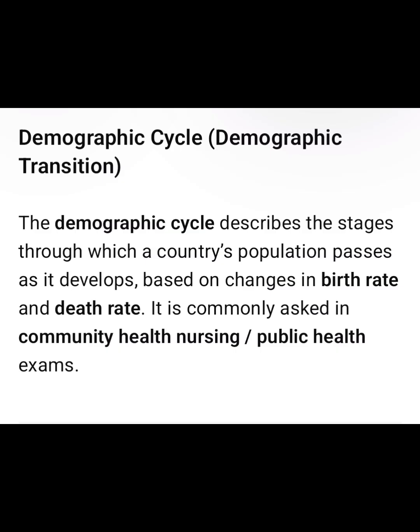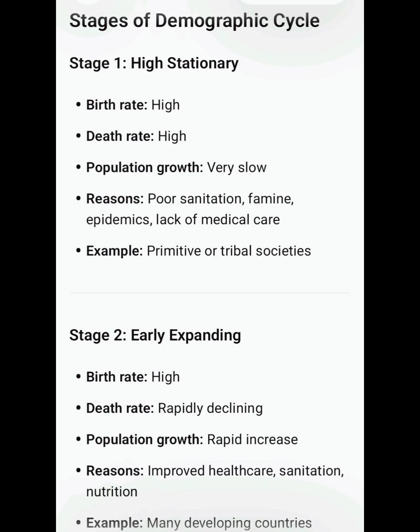So the first one, demographic cycles, otherwise called the demographic transition. It is nothing but the stages through which the population passes and how it develops. Here we are showing the changes of birth rate and death rate. This is the most common question we are asked. The next one, stages of demographic cycle.